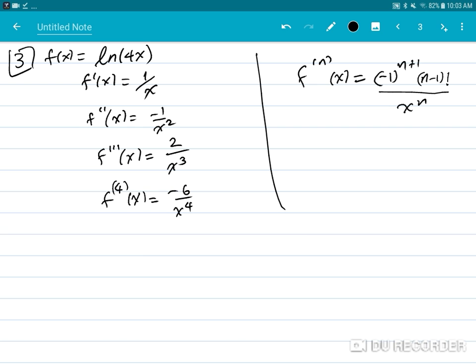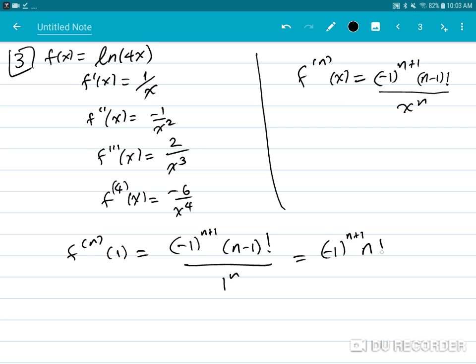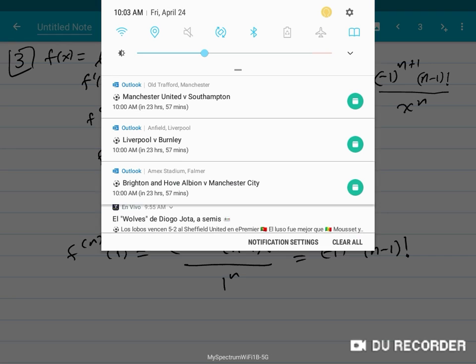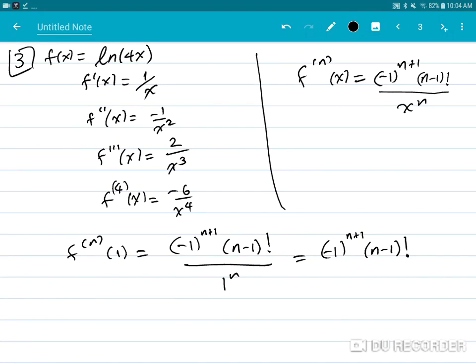And then they want the Taylor series expansion centered at 1. So what's then the nth derivative of f at 1? That's minus 1 to the power of n plus 1, n minus 1 factorial over 1 to the power of n, which happens to be minus 1 to the power of n plus 1 times n minus 1 factorial. That's the nth derivative of f at 1. Okay.